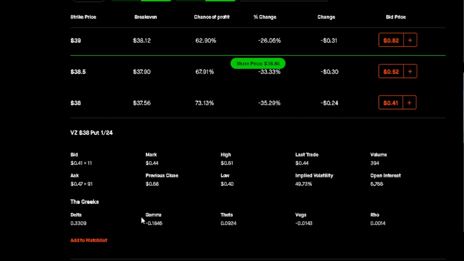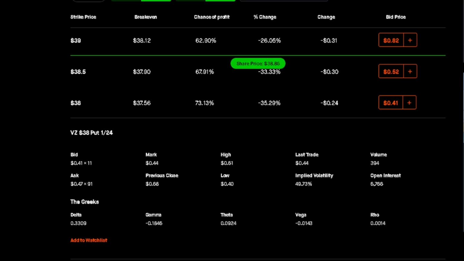Theta represents time decay. This is especially important for options traders. As time passes, the value of an option tends to decay, and theta shows you how much value is lost per day. The closer the option gets to expiration, the faster it decays.